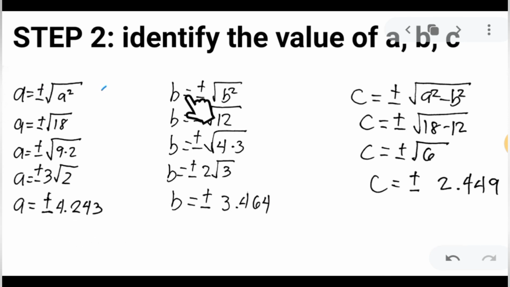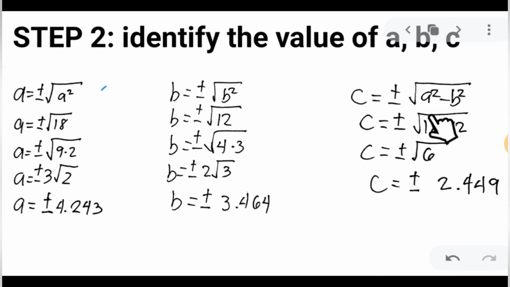Positive negative. To find the value of b, that is positive negative square root of the b squared value, and the value of your b squared is 12. Factor that in such a way that you will be able to get the square root of the other factor. So 4 times 3 is 12, and then get the square root of 4, that is 2, take that out of the radical sign, and then 2 square root of 3 on your calculator, that is 3.464.